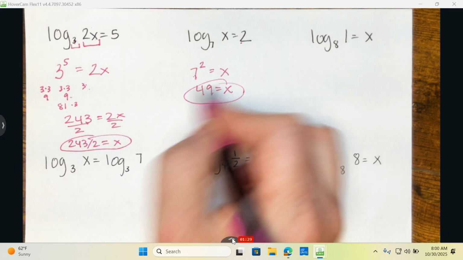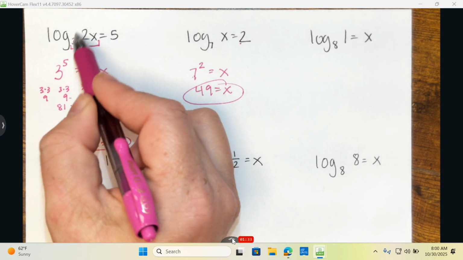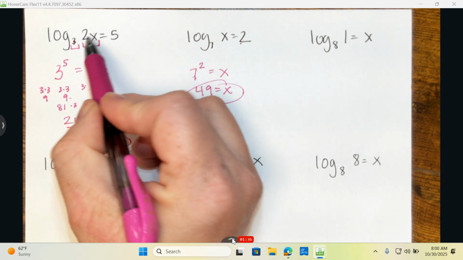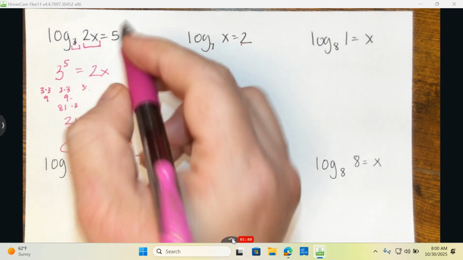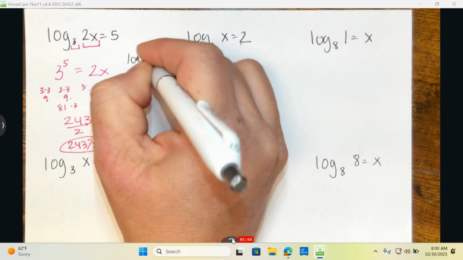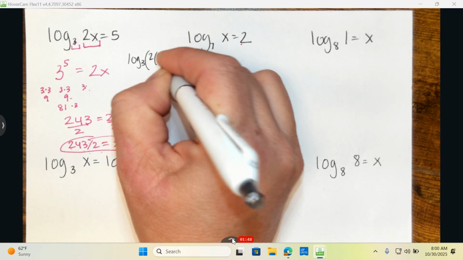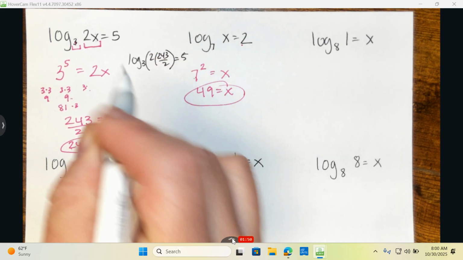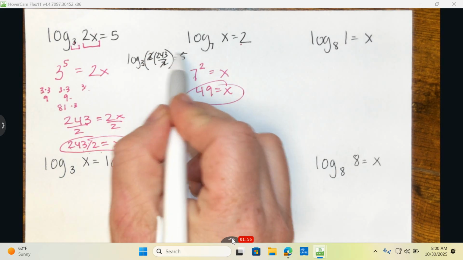Now what we're going to want to get in the habit of doing is plugging it back in to make sure it works. So when I plug this back in, this value must be greater than 0. Please watch. If I take 2 times 243 divided by 2, so just so you can see this, if you're a visual learner like myself, log base 3, and I'm going to take 2 times what I was able to achieve for an answer for x. Let's see, well, the 2 divided by 2 will simplify to 1, and then 3 to the 5th is 243.